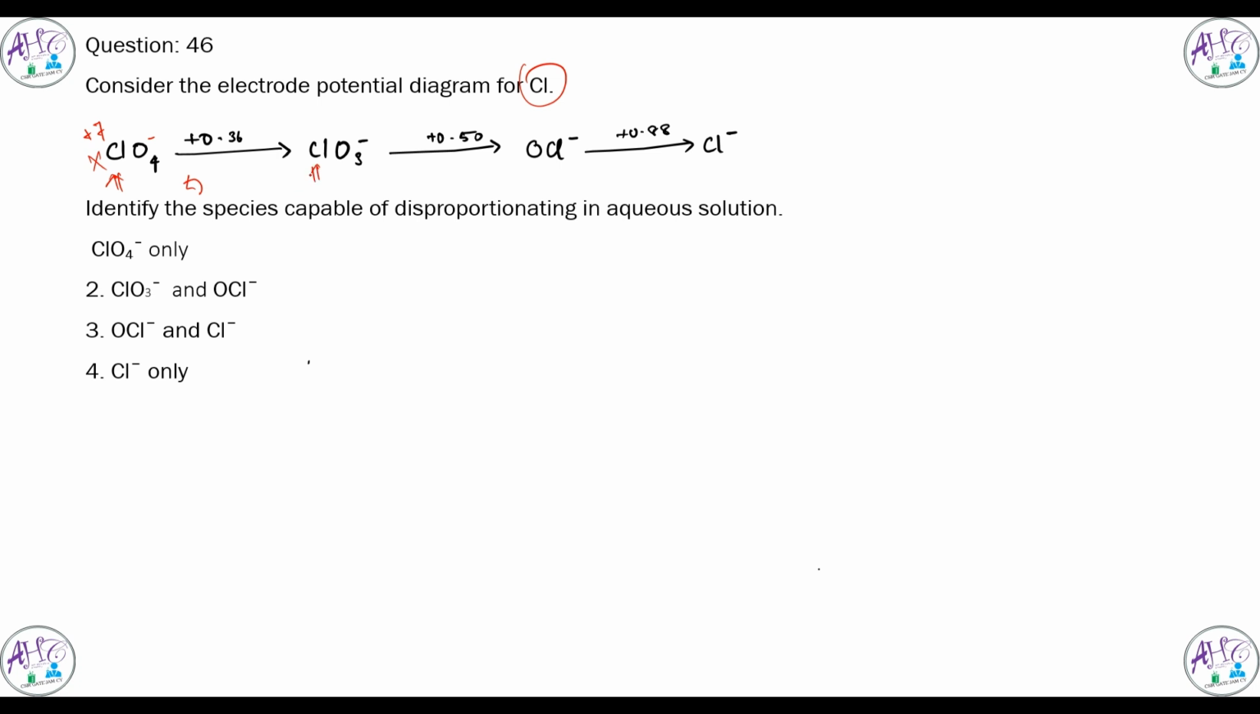So let's come to this group. Your ClO3 minus is going to have +5 oxidation state. So this will undergo your disproportionating reaction, and here the chlorine oxidation state is going to be +1. So it can accept one more electron. So this also undergoes your disproportionation reaction. So option 2, your ClO3 minus and OCl minus is the correct answer.